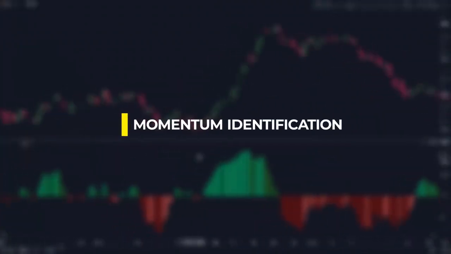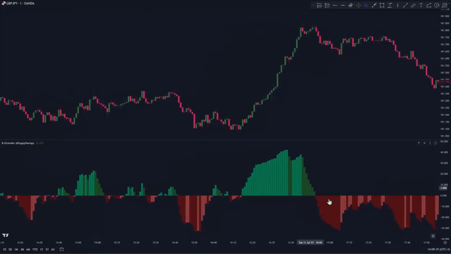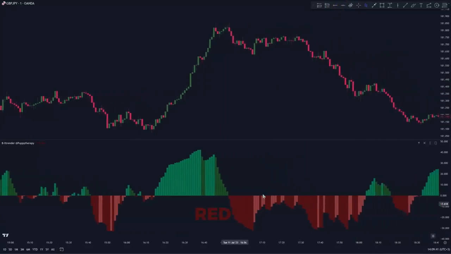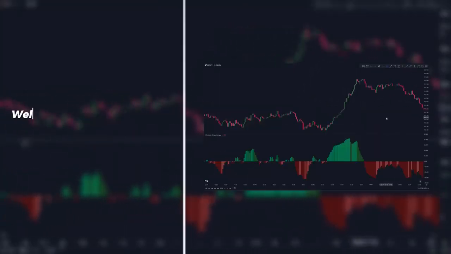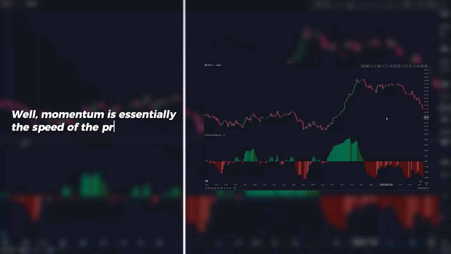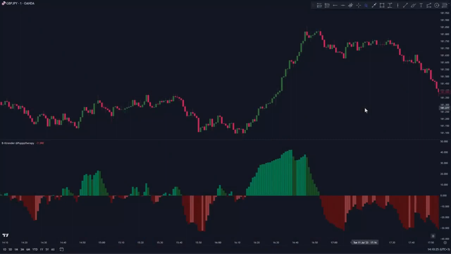Second, momentum identification. This function is going to be carried out by the BX Trender Oscillator Histogram, this guy right here. When the histogram is colored green, that indicates a bullish market momentum, and when it's colored red, that indicates a bearish market momentum. But what is market momentum and why is it so important? Well, momentum is essentially the speed of price change in a particular trading security. It's important in technical analysis because it helps traders identify the direction that the market is likely gonna go to.